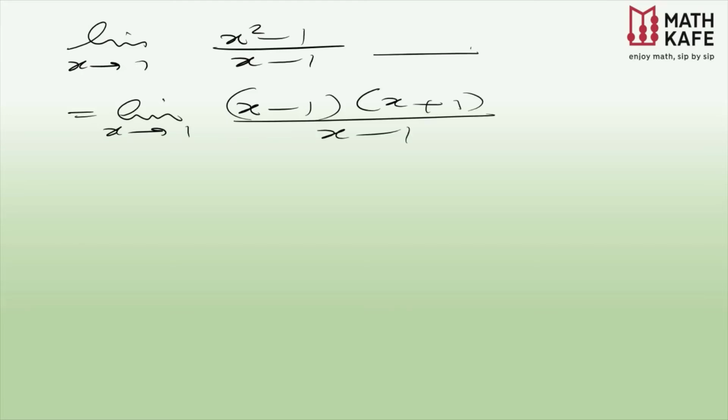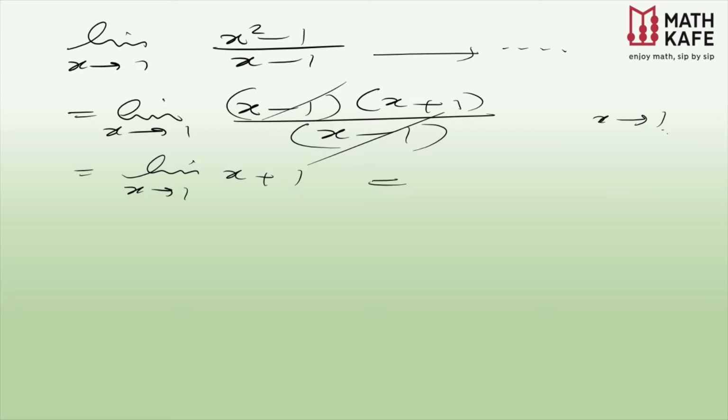Whenever you have a denominator, that suggests you must have the same term in the numerator. It is not explicit, but implicitly the term is there. Your duty is just to check the factorization is correct. Now as x approaches 1, this x minus 1 will never be 0. As x approaches 1, it is coming closer and closer, but it is never going to be 1 and it will not be 0. So I can cancel them. Now this becomes limit x tends to 1, x plus 1. Now you can evaluate this. 1 plus 1 is 2. It is a finite quantity.